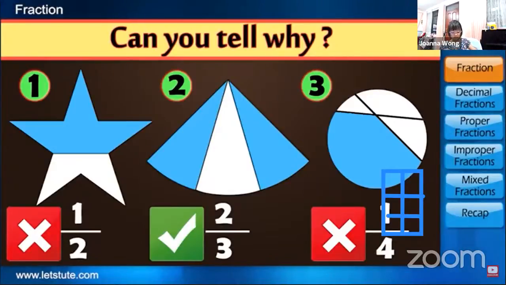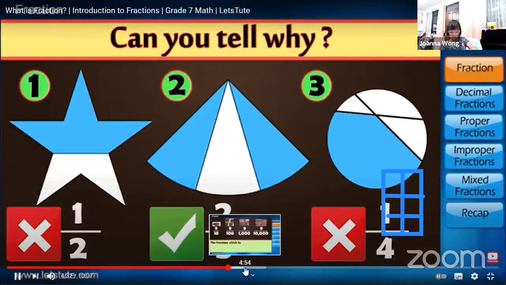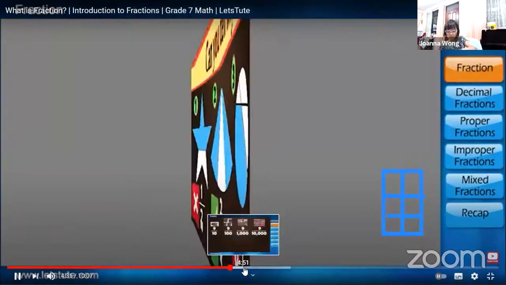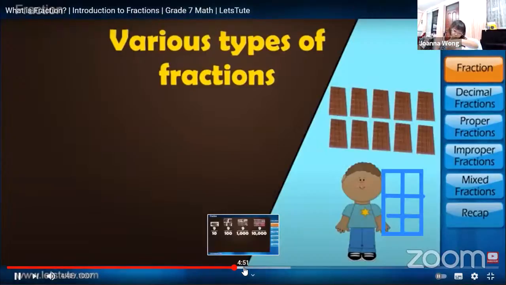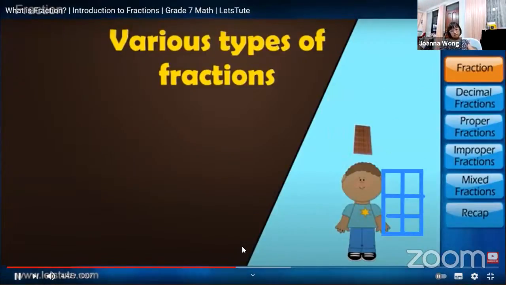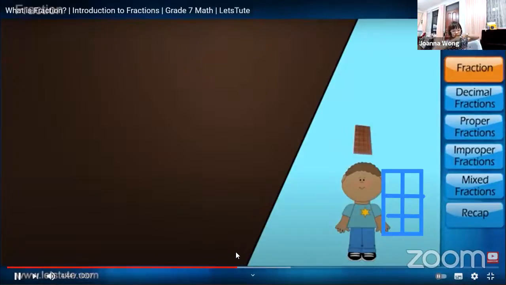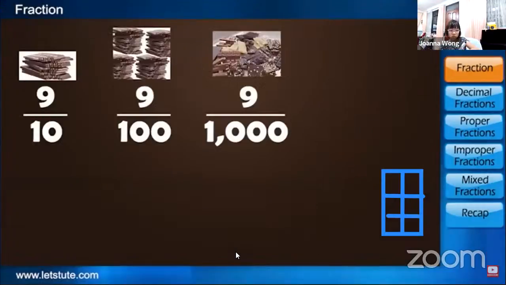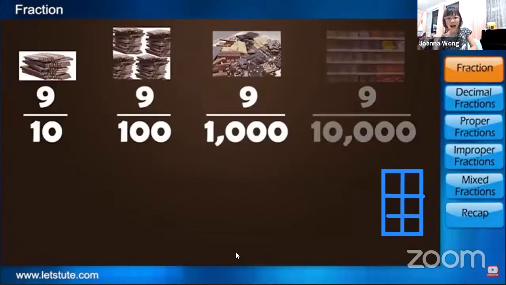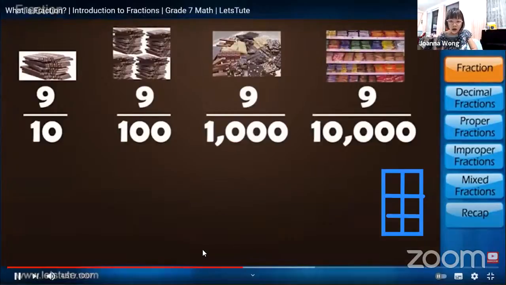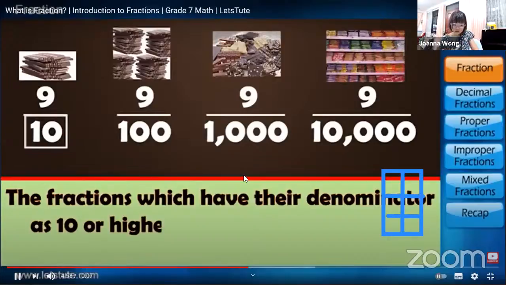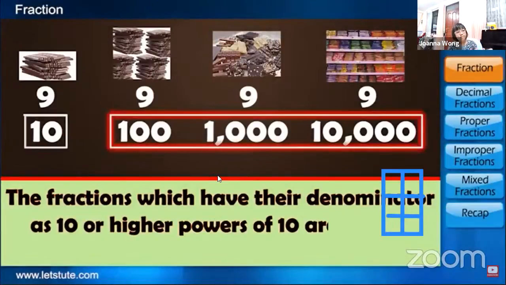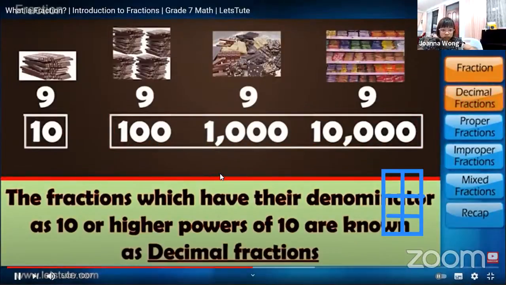Did you get all 3 correct? Let's take a step further, learning the various types of fractions. As you guys were late, Ben ate 9 out of the 10 chocolates. Imagine if Ben had 100 or 1,000 or 10,000 chocolates. So here, the fractions which have their denominator as 10 or higher powers of 10 are known as decimal fractions.